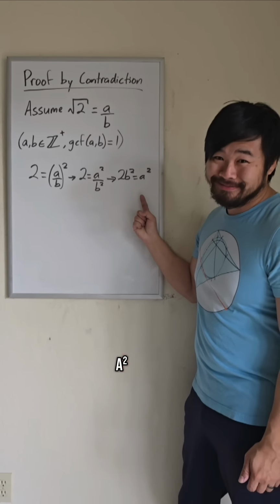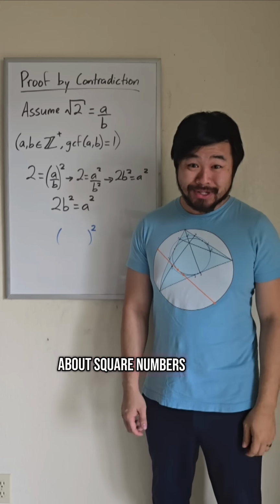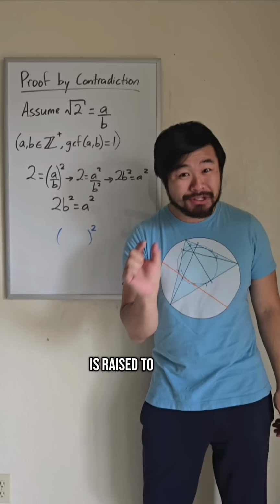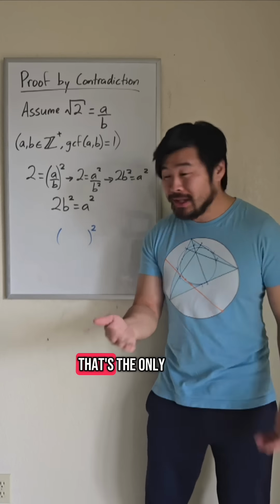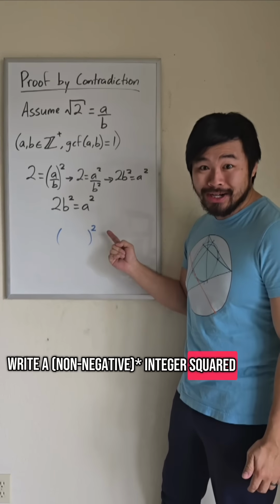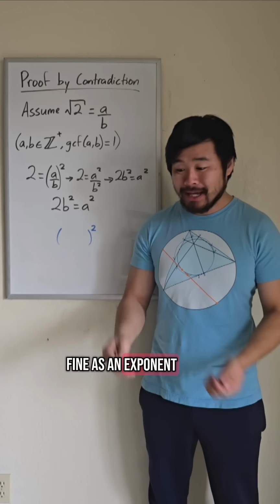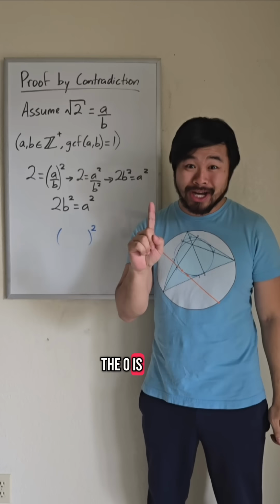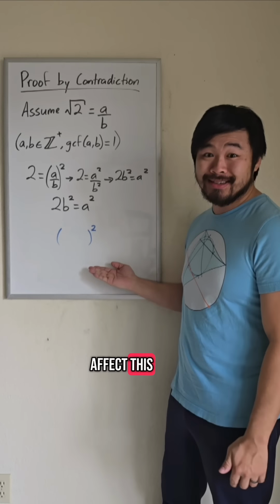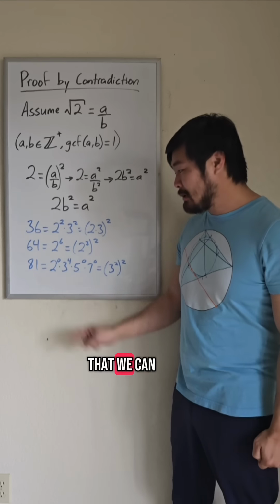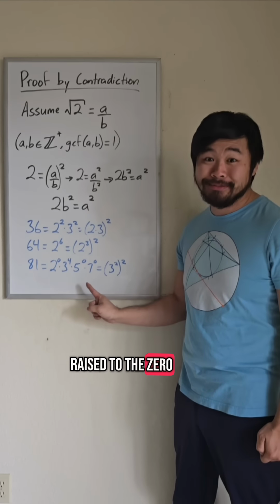Now, let's talk about square numbers. Square numbers have this property where each of its prime factors is raised to an even exponent. That's the only way we can write an integer squared. Now, 0 is even, and 0 is fine as an exponent because a non-zero number raised to the 0 is 1. That is not going to affect this. And here are a couple examples. And take note that we can include prime factors raised to the 0.